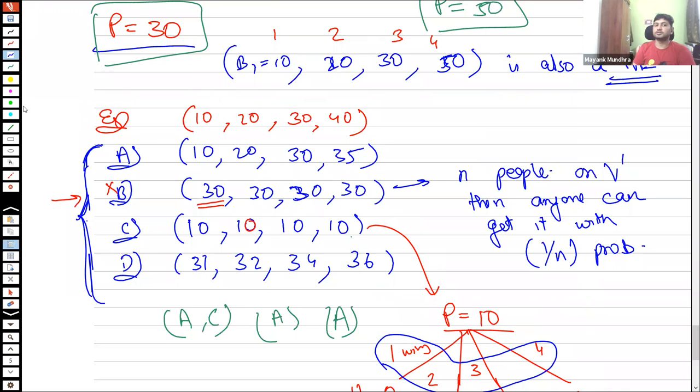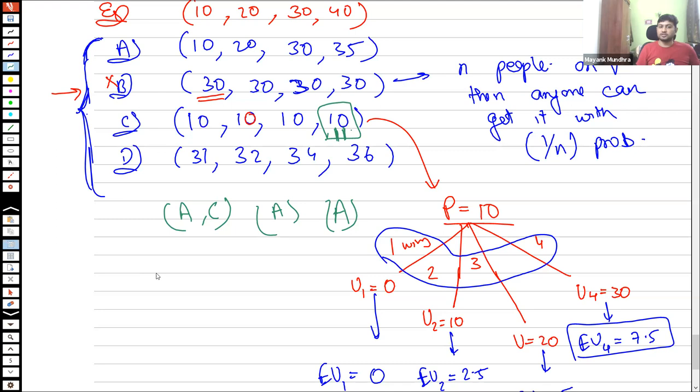Now suppose agent 4 bids 11 rupees. What will be the price? Suppose this is the only change which happens. What will be the price? It will remain there. But now agent 1 wins with certainty.